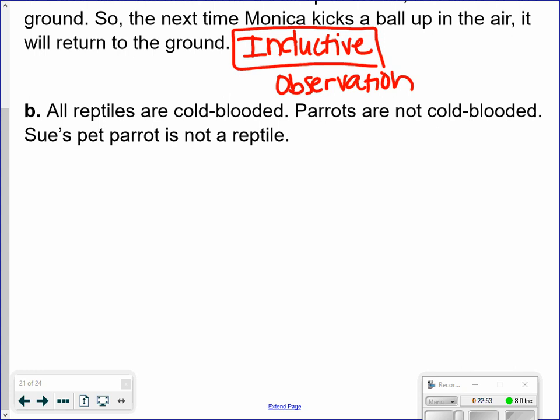Okay, all reptiles are cold-blooded. Parrots are not cold-blooded. Sue's pet parrot is not a reptile. Okay, we're not going to test if a reptile is cold-blooded or that a parrot is not cold-blooded. This is all based off of facts. So this is deductive.